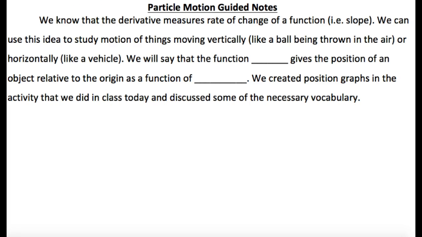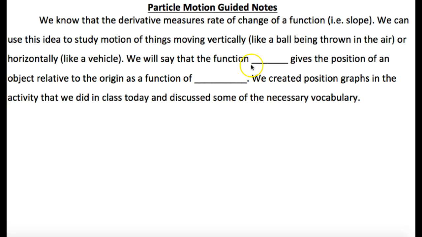All right, let's expand a little bit on what we did in class today. So we know that any derivative just measures the rate of change of a function, right? And that's the slope. The derivative just gives us the slope at any point. So we can use this idea to study motion of things. Generally, we just look at things moving either completely vertically or completely horizontally.